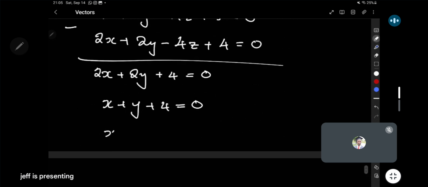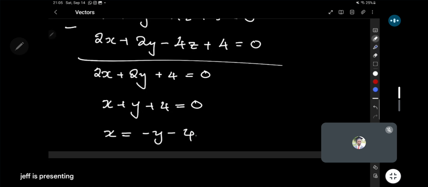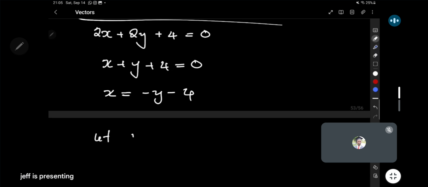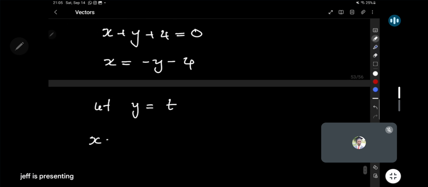And then we can say x is equals to minus y minus 4. This is better, because here we can now say let y be equals to a parameter t. So now we have x is equals to minus t minus 4 as our first parametric expression.